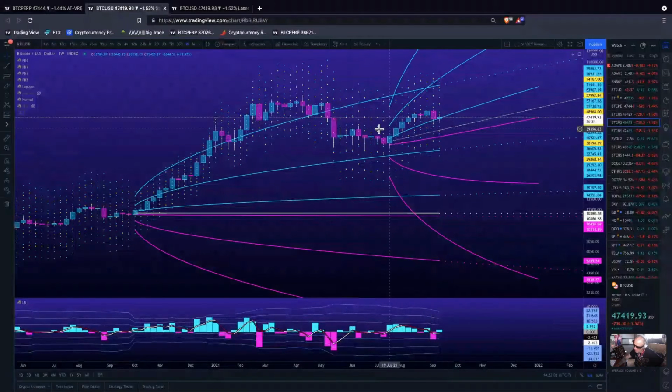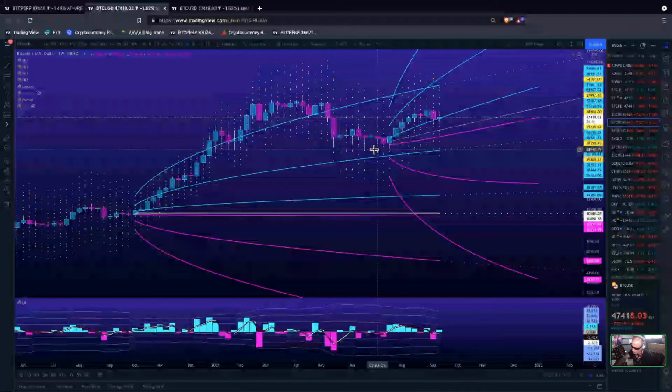It's getting comfortable though. But to be honest, this would be a lot more valid to me if we would have seen a couple of these wicks come down here. But remember, on the daily, these wicks were hitting significant levels. So we are on a weekly.